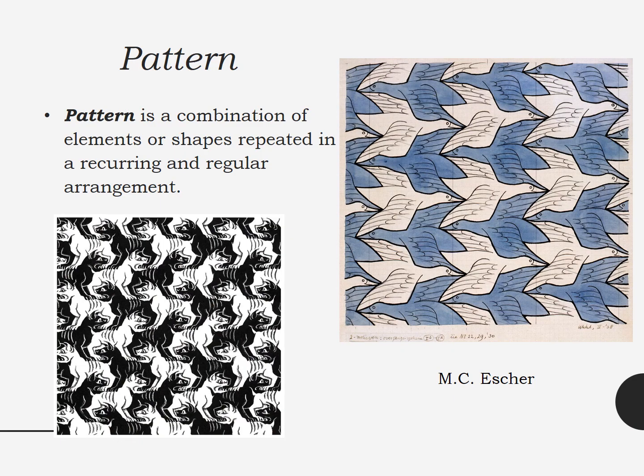Great. All right, next let's talk about pattern. So pattern is the combination of elements or shapes repeated in a reoccurring and regular arrangement. All right, so we have some tessellations by M.C. Escher. He is a genius. I always love his artwork, and he does these patterns where you will see one image first. So maybe for this one to the right here, you see the white birds first, and then when you take a closer look, you see, oh my gosh, in the background, and intertwining are these bluebirds.